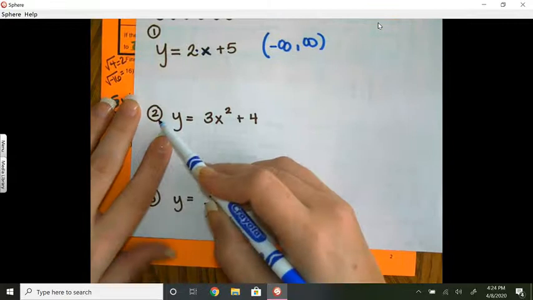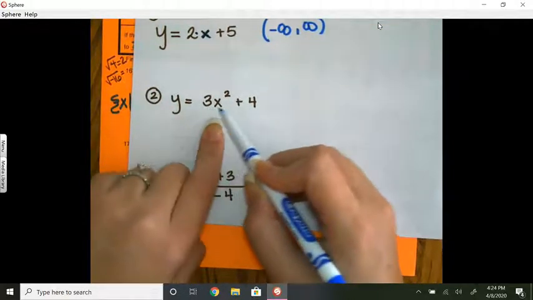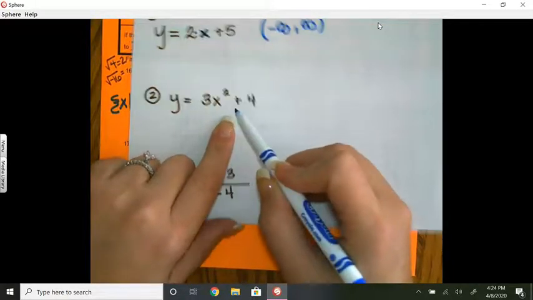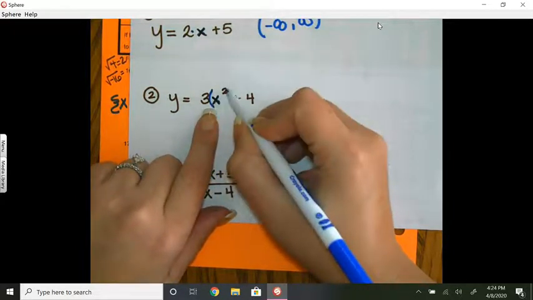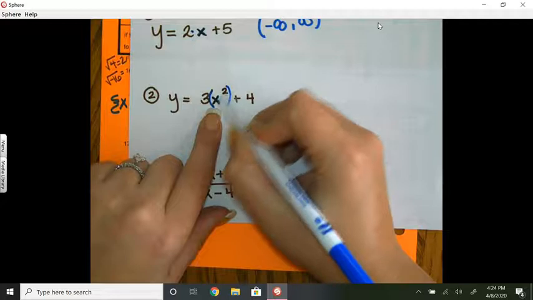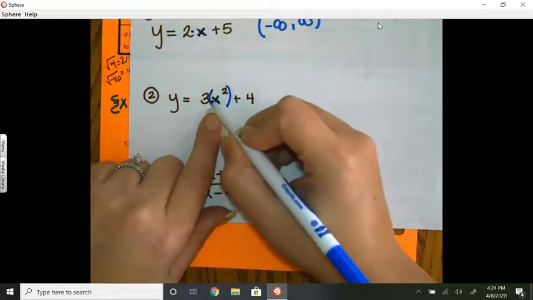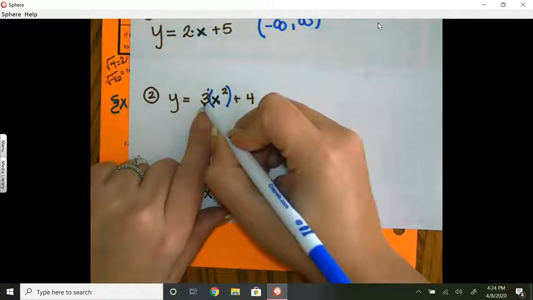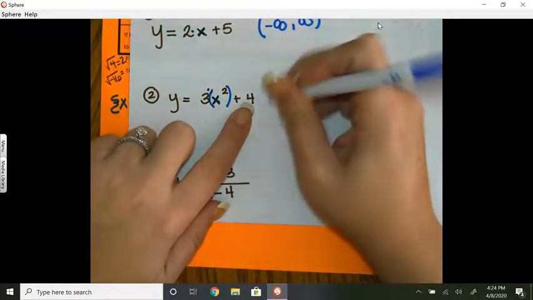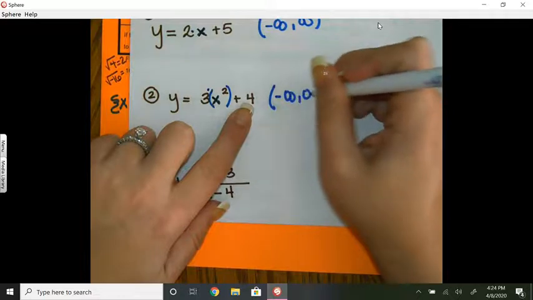So now if we take a look at example 2. In chapter 6 we had equations with exponents. So the x value here would have to be squared. Well, any number can be squared. Negatives, positives, zeros, radicals, anything. And then we can multiply any number by 3 and add any number by 4. So this one also is all real numbers.